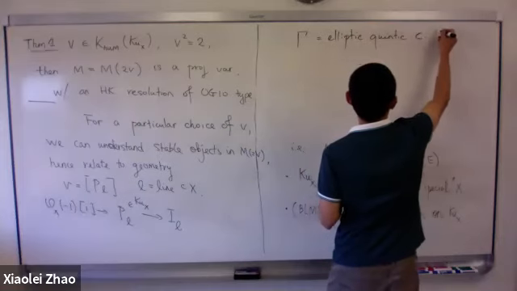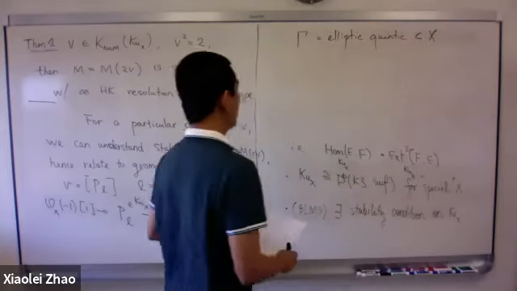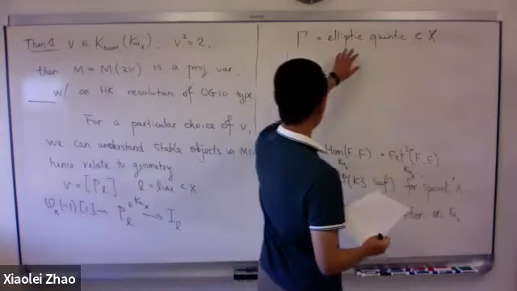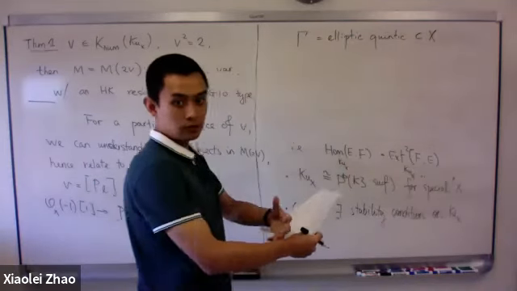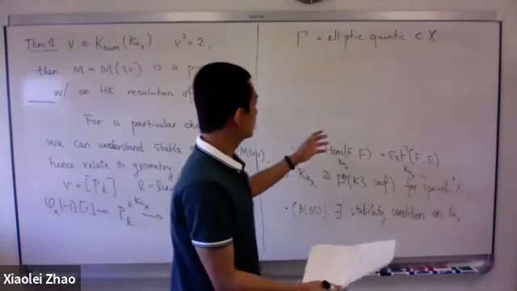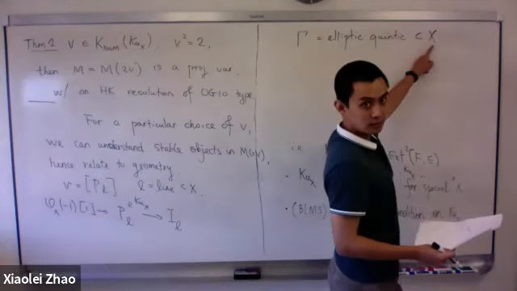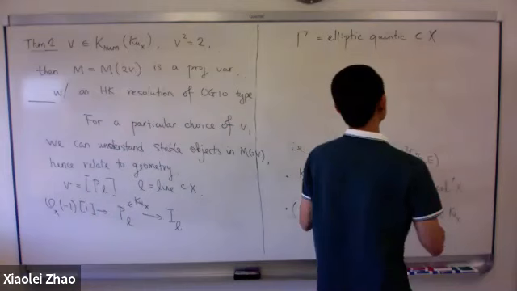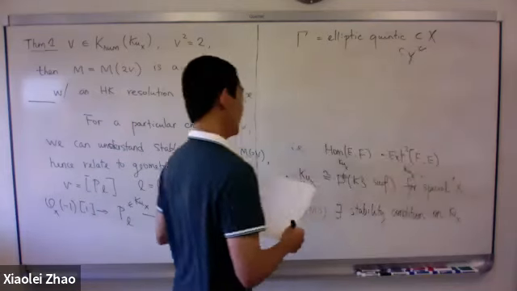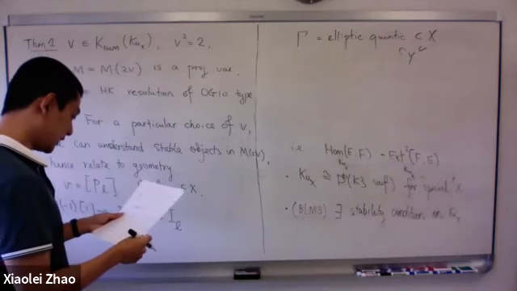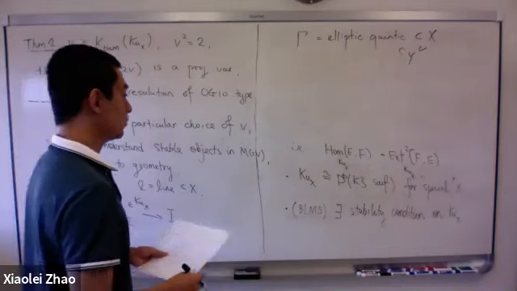Inside X. So you can just compute the dimension and convince yourself that for a generic elliptic quintic, it's actually going to span the P4. So it's not just containing X, it's actually contained in a hyperplane section of X, which I'll call Y. So this Y is a cubic threefold.